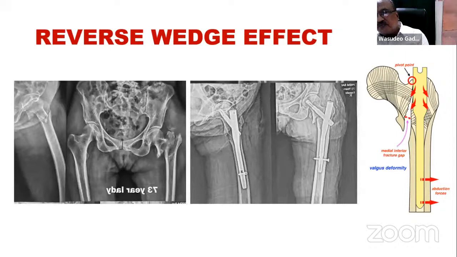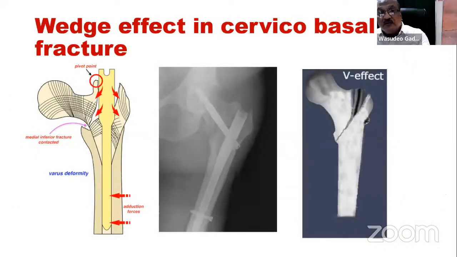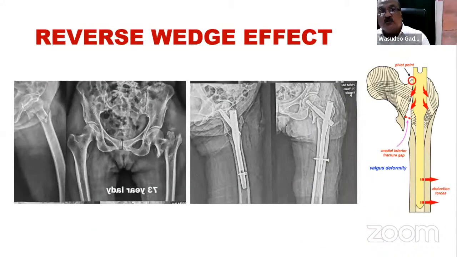Now this is another factor, a V wedge effect, that is superiorly at the proximal greater trochanter. And this is at the level of the lesser trochanter. This is known as a reverse wedge effect. What happens? The pivotal point of this beak goes down inside. There is a rotational malalignment of the proximal fragment, and there is a gap at the lesser trochanter level, and we find that it is a valgus reduction.